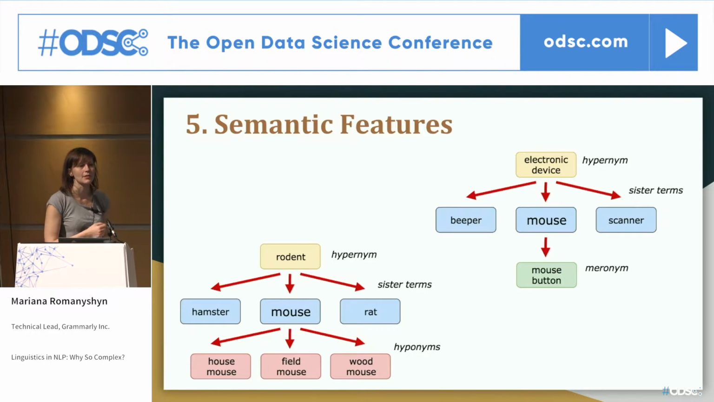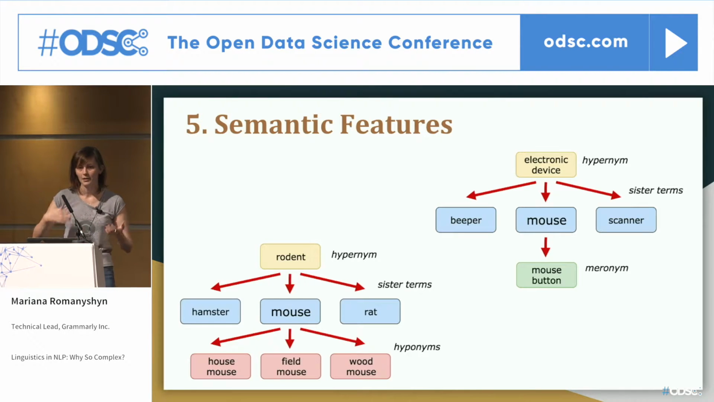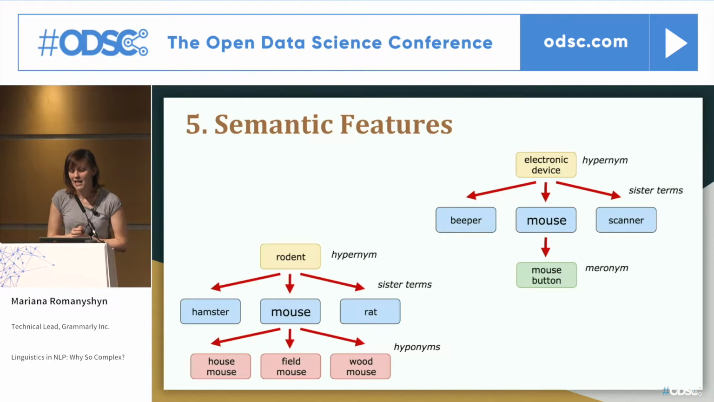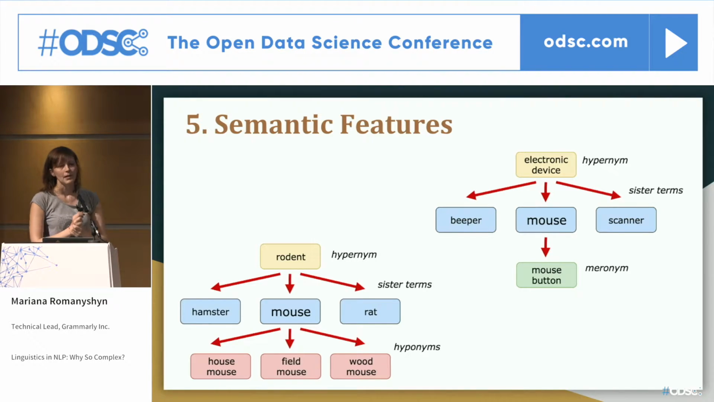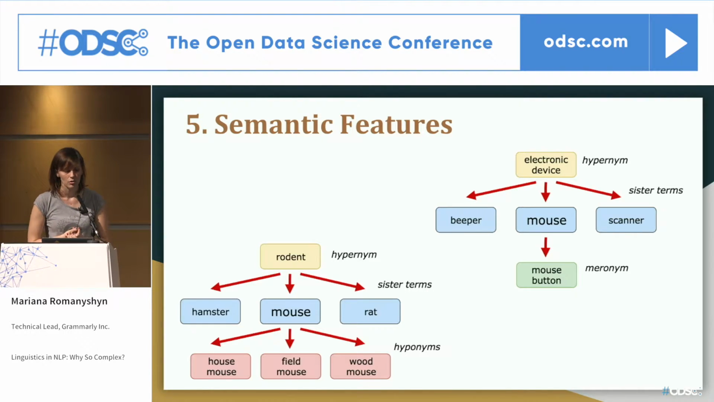But if we look at mouse as an electronic device, mouse won't have any types here in WordNet. I guess there weren't many mouses when they did WordNet. But it will contain another lexical semantic relation that is called meronym. Meronym is a part of. So a mouse button is, for example, a part of a mouse.